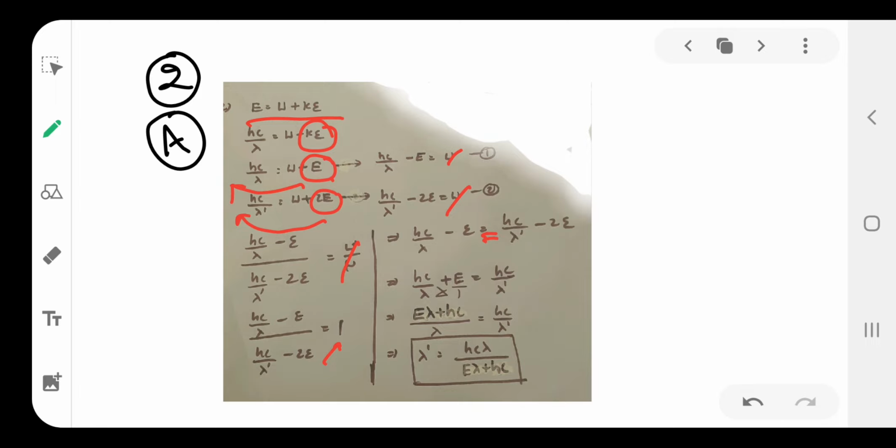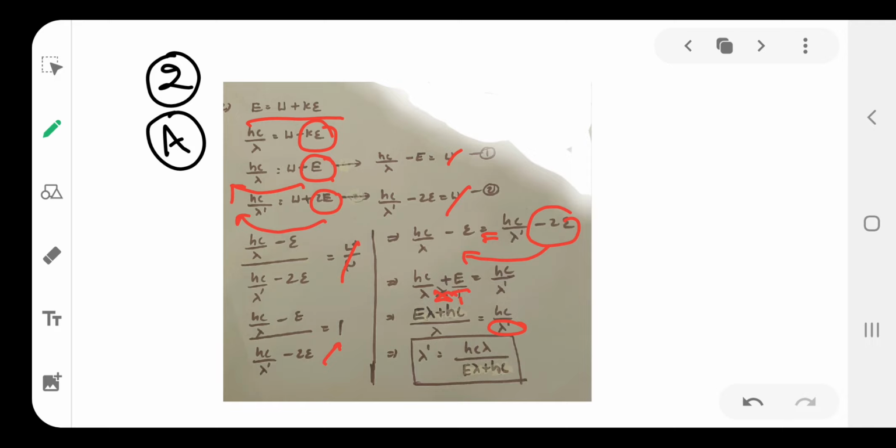Then next, this minus E and minus 2E come to this one side. Then we obtain plus 2E minus E, the total value plus E. Then hc by lambda plus E is equal to hc by lambda naught. Again this plus E is cross multiplied with hc by lambda. Then E lambda plus hc by lambda is equal to hc by lambda naught. Then we find out the lambda naught wavelength.